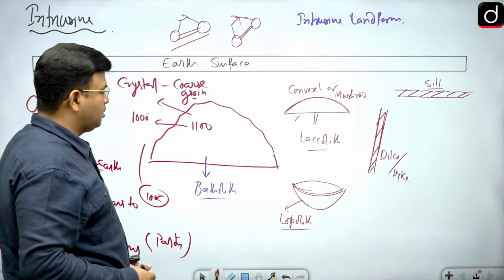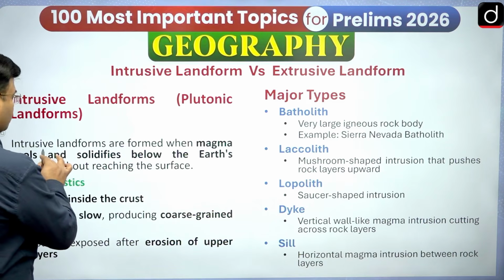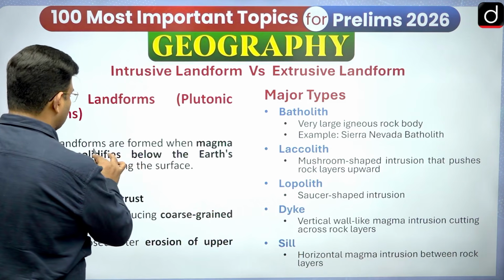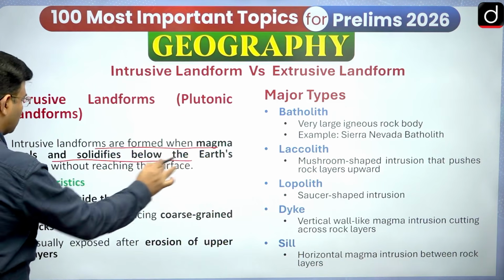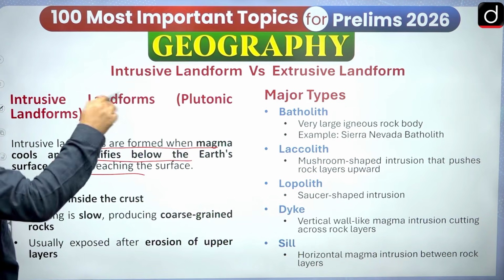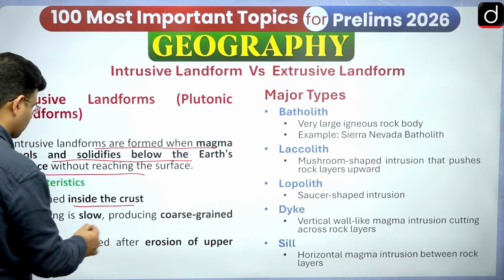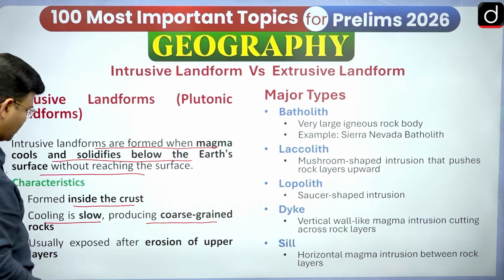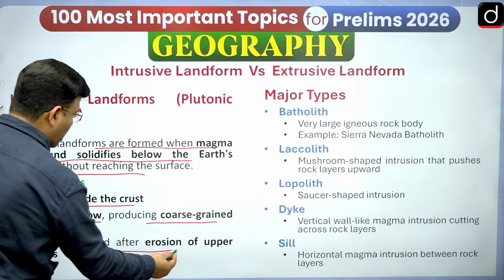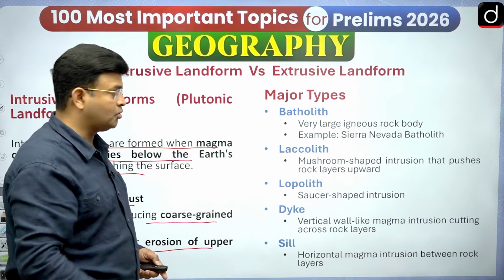This way you can see that intrusive landforms are formed when magma cools and solidifies below the earth's surface without reaching it. It forms inside the crust, and cooling is slow, producing coarse grain, meaning crystals, and it is usually exposed after erosion of the upper layer.